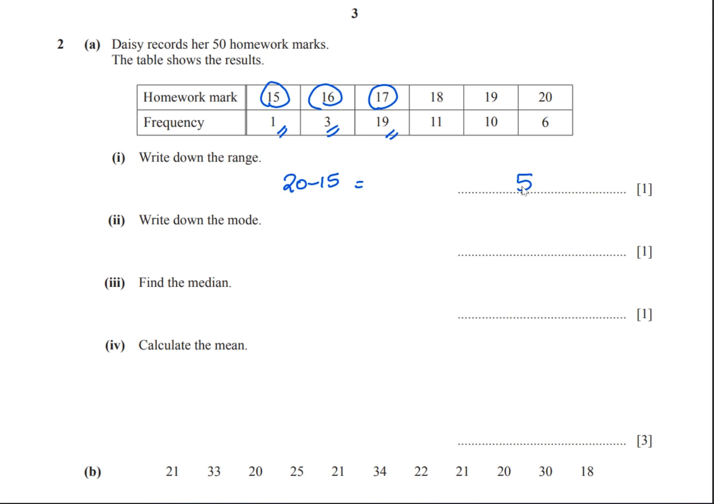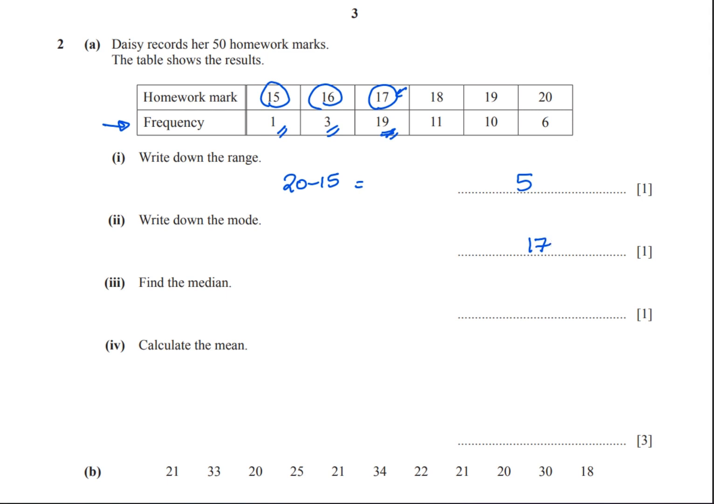Okay? Write down the mode. The mode is the most repeated homework mark. Concentrate on this. It is the most repeated homework mark. And the most repeated homework mark is 17. Don't ever write 19. 17 is the most repeated. So go to the highest frequency and take its mark, which is 17.